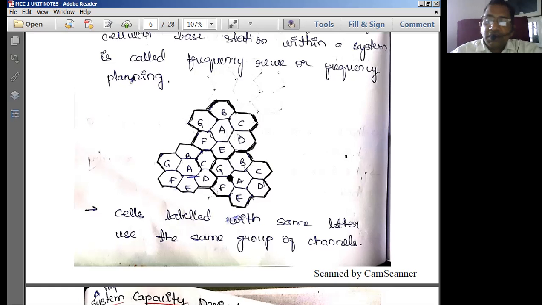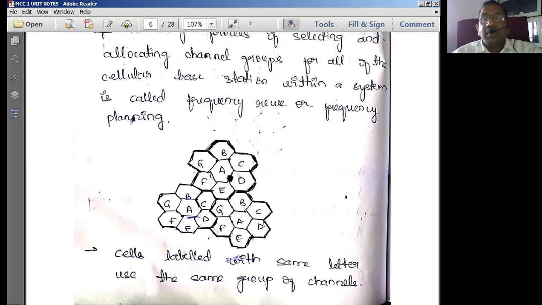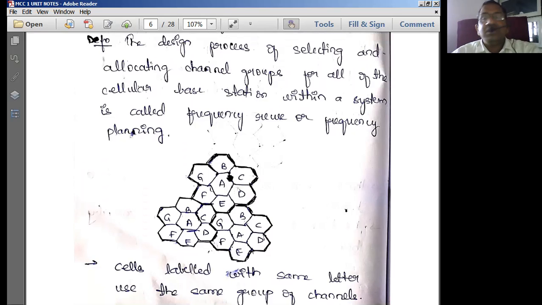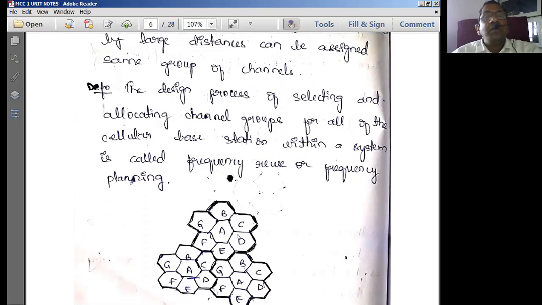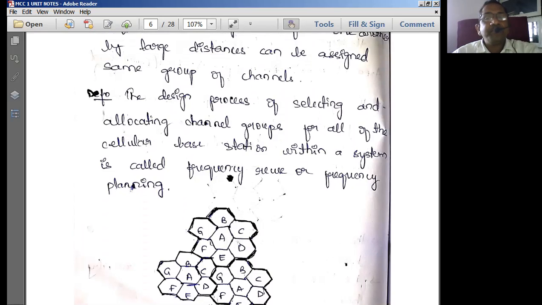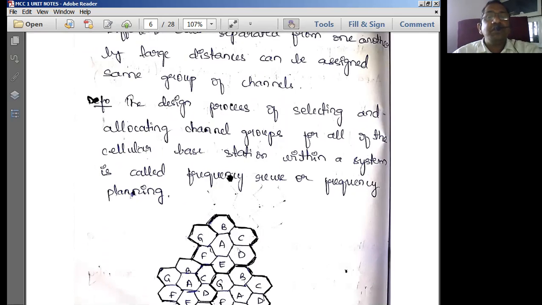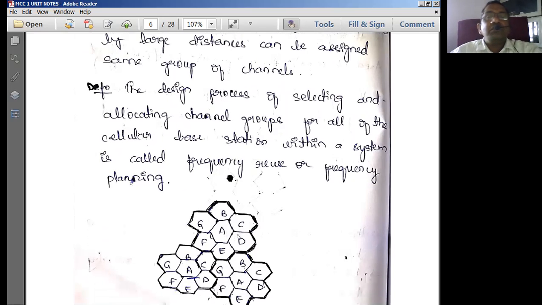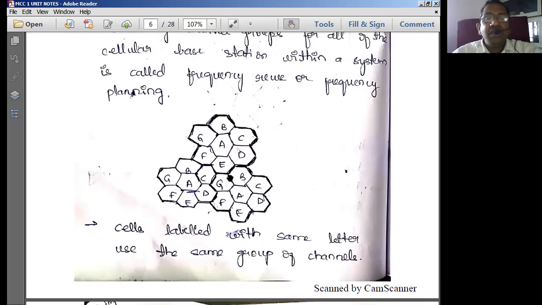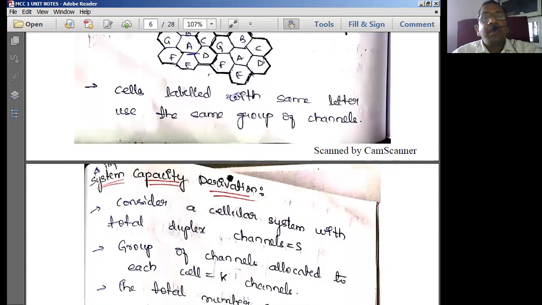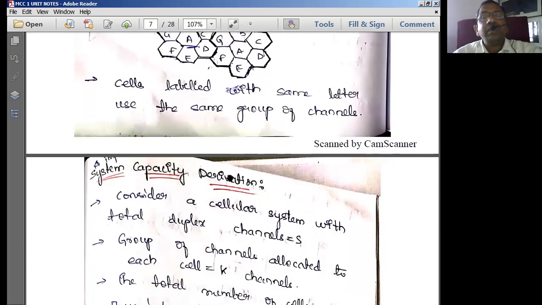By using that basic concept, the limitations of electromagnetic radiations, we introduce the concept of frequency reuse. So what is the basic definition of frequency reuse? Frequency reuse is the design process of selecting and allocating channel groups for all of the cellular base stations. Base station means what? Cell site. Within a system, this is called frequency reuse or frequency planning for that particular architecture of the cellular mobile system.